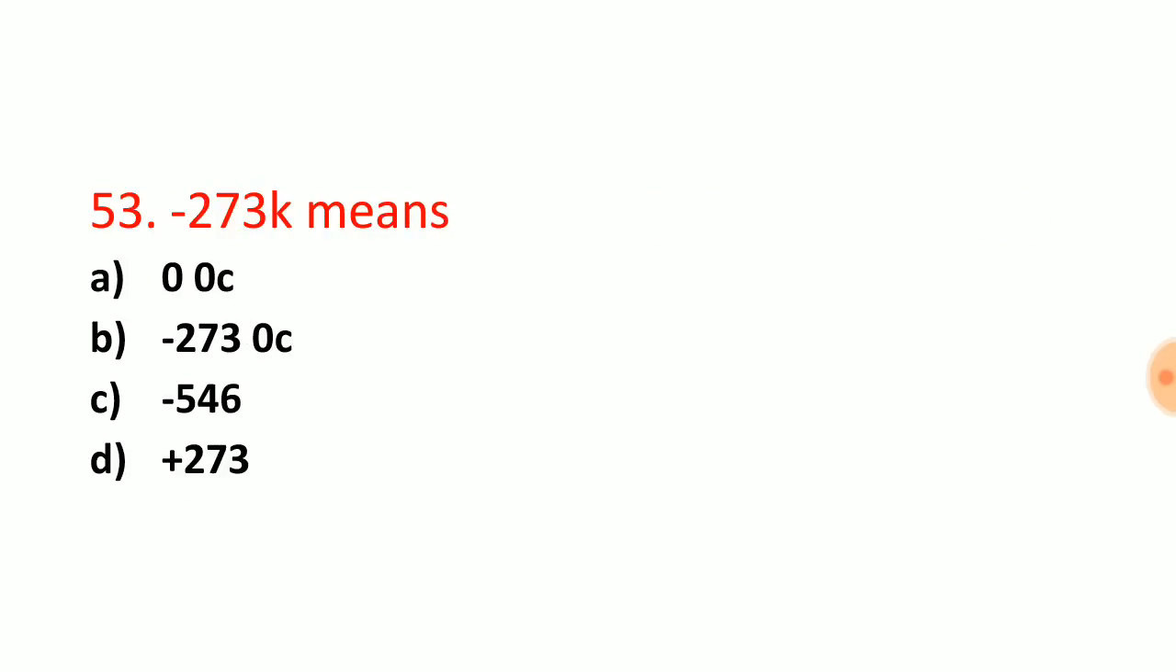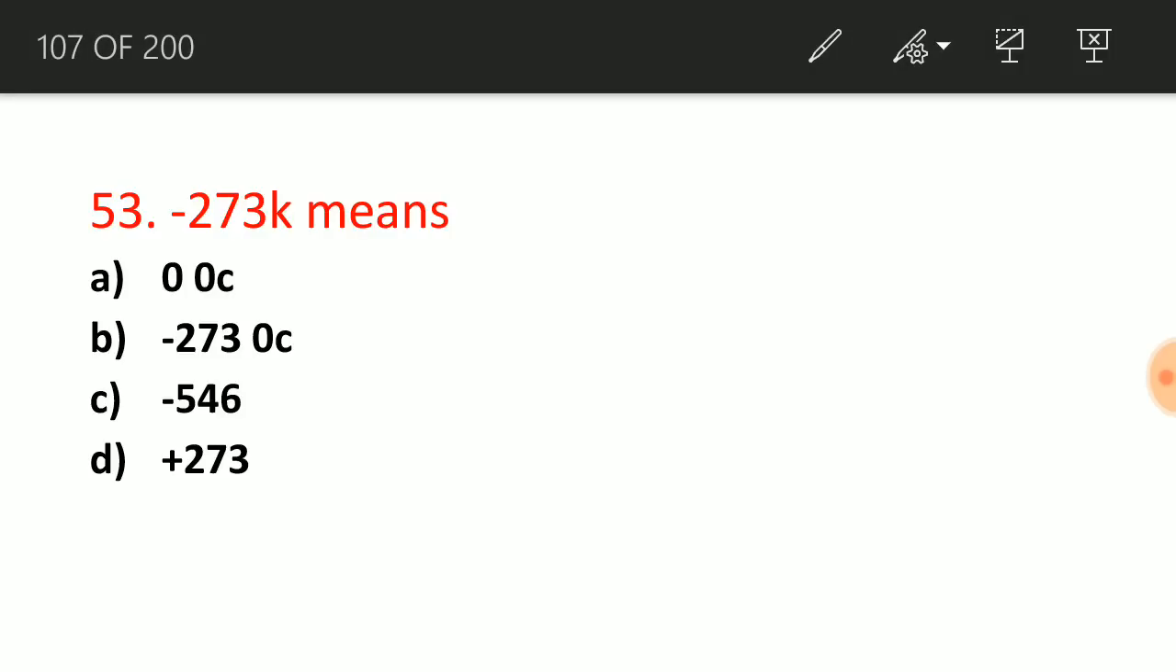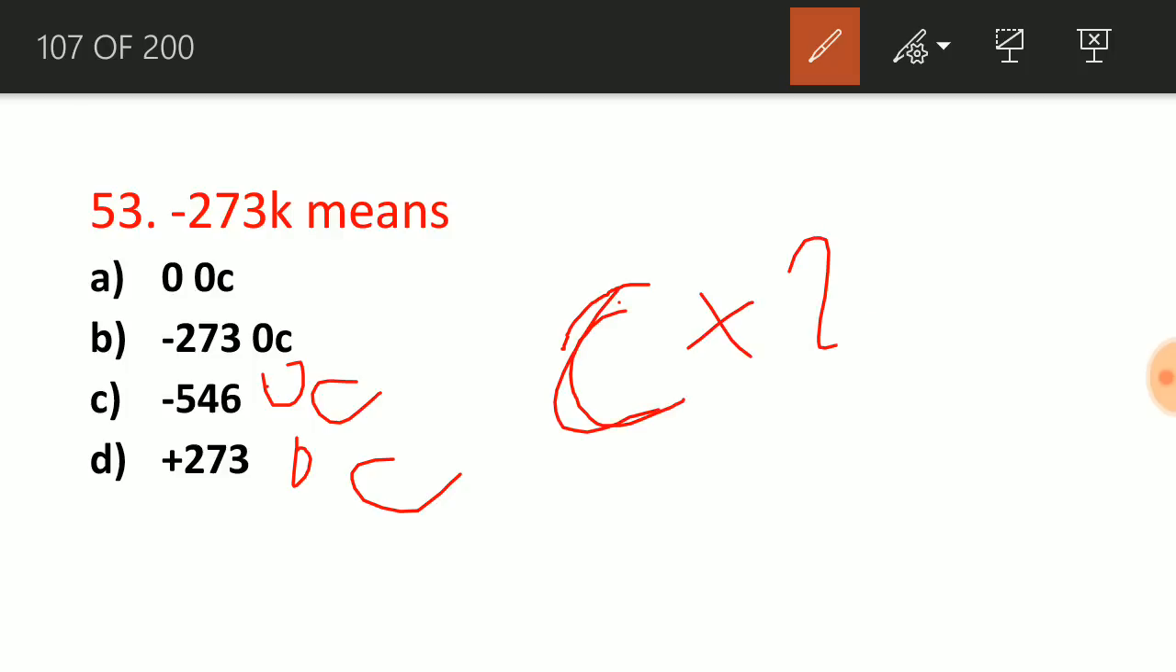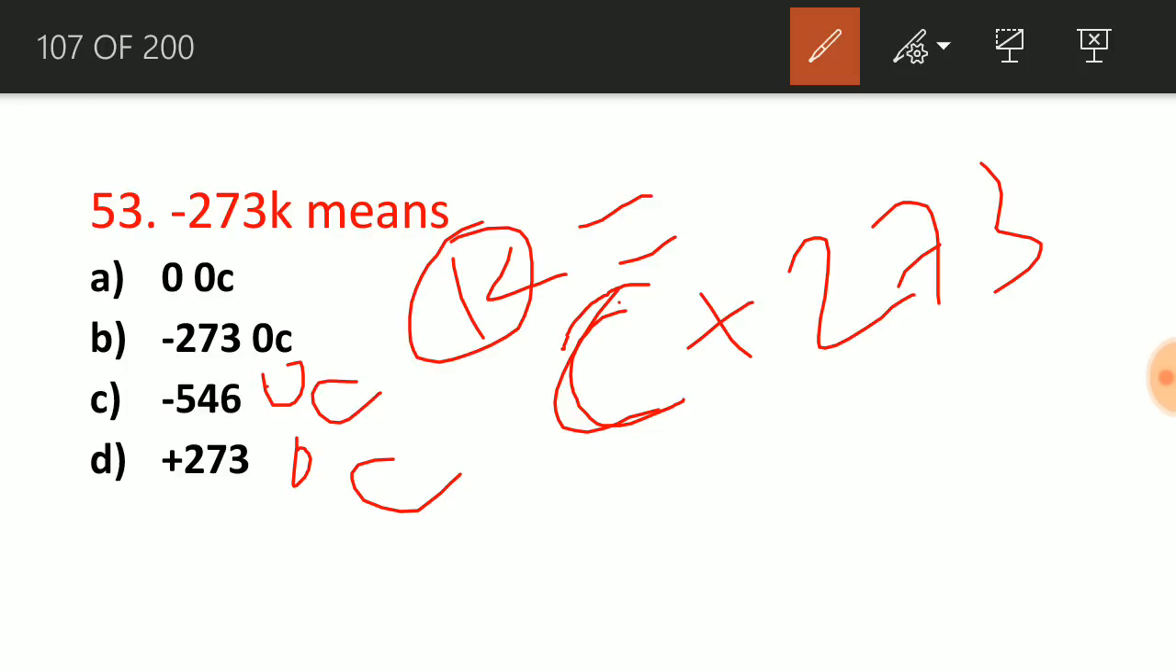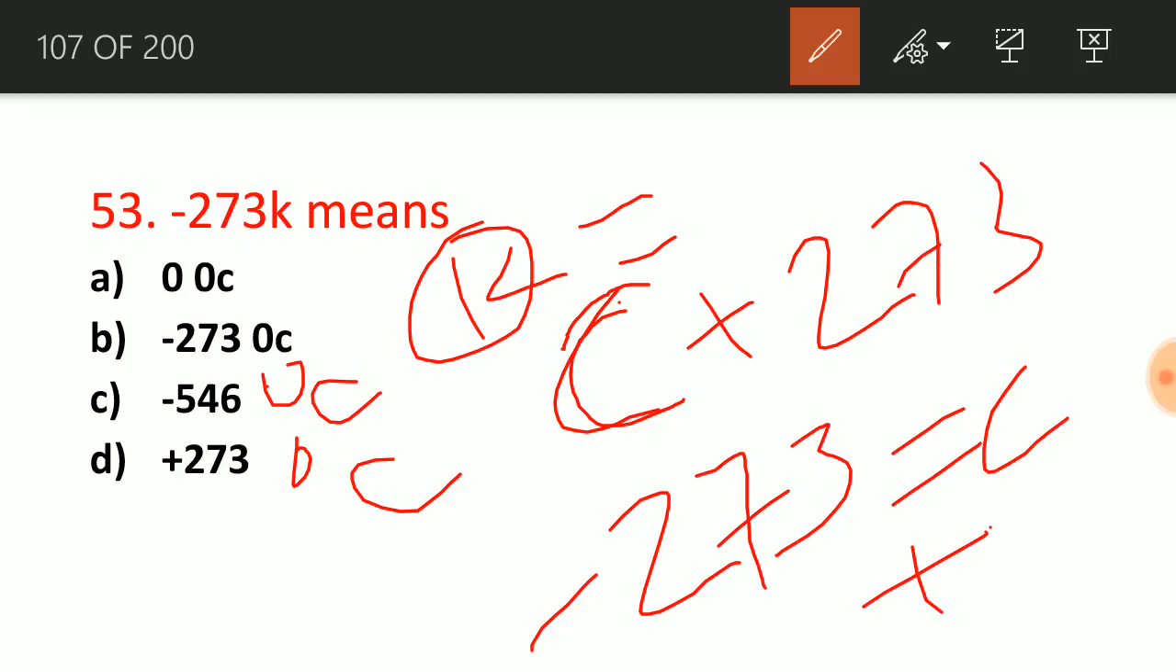Question number 53. Minus 273 Kelvin means how much degree centigrade? Sorry for this typing, degree centigrade. We know that if we need to convert centigrade into Kelvin, then we have to add 273. So K is equal to C plus 273 is the formula. In this case our K is given as minus 273. In the place of K we will write minus 273 and we will solve this: C plus 273.